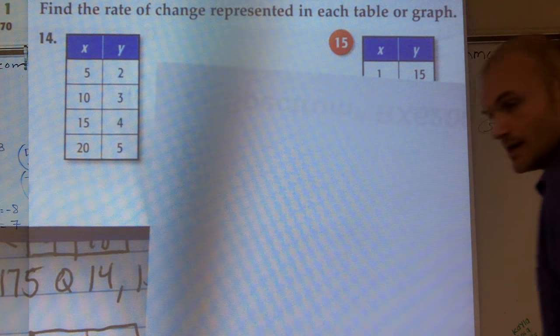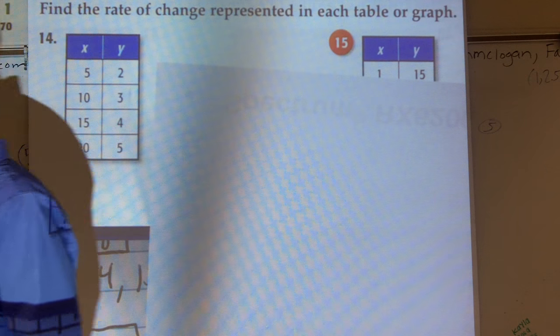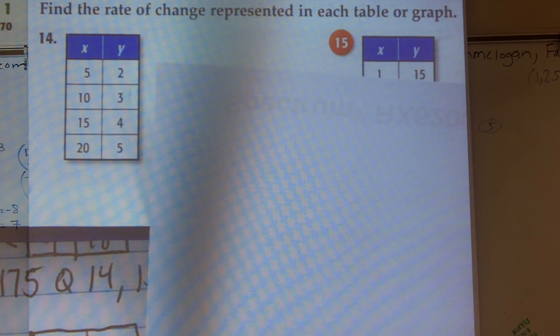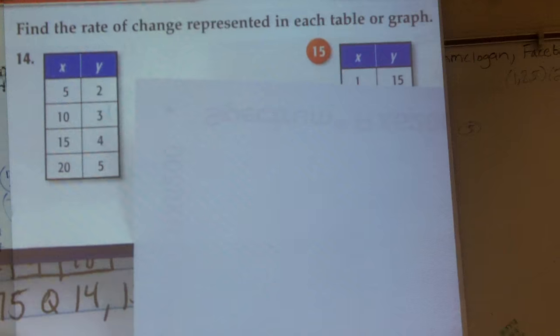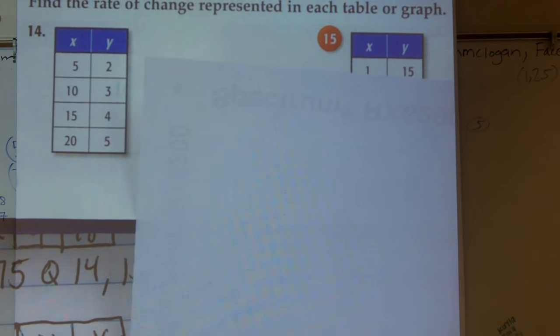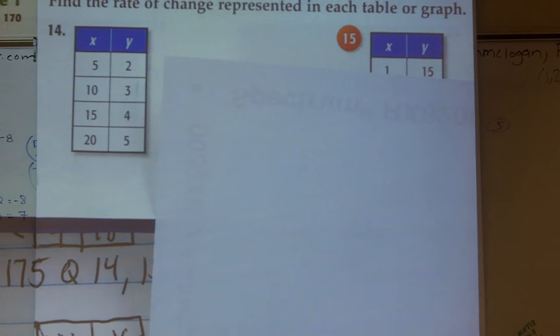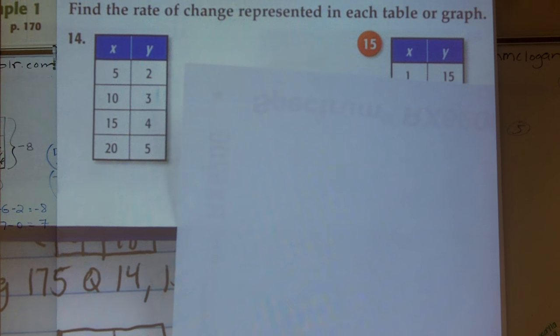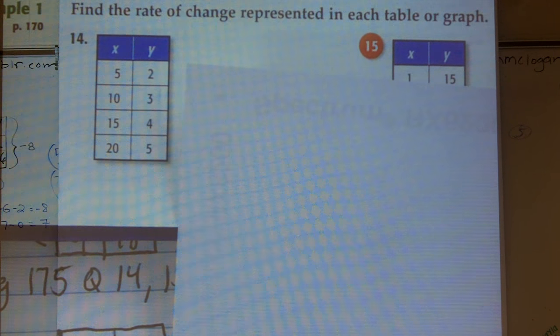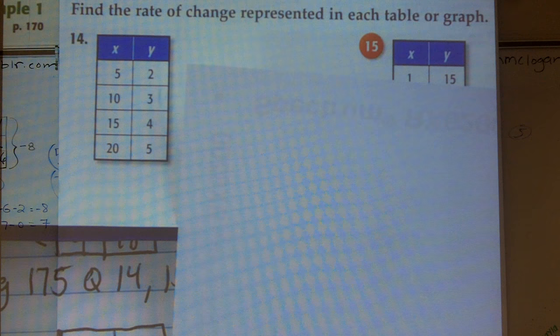What I like to do is show you guys how to find the rate of change. I'd like to find the rate of change represented in this table.